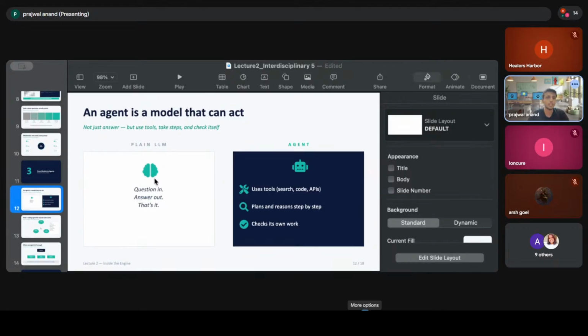So we have an agent. Right now, LLMs work in a single way where it takes the input and gives you the output based on the data it has been trained on. But how does an agent come in where it performs actions for you?